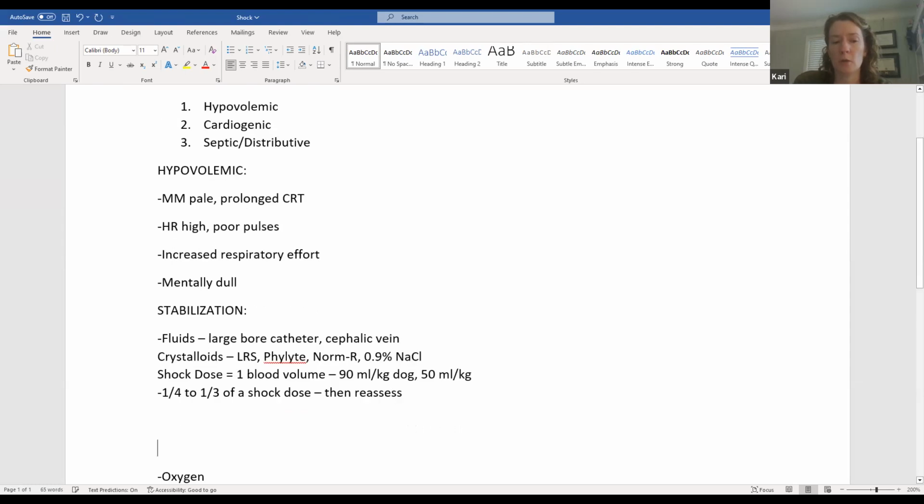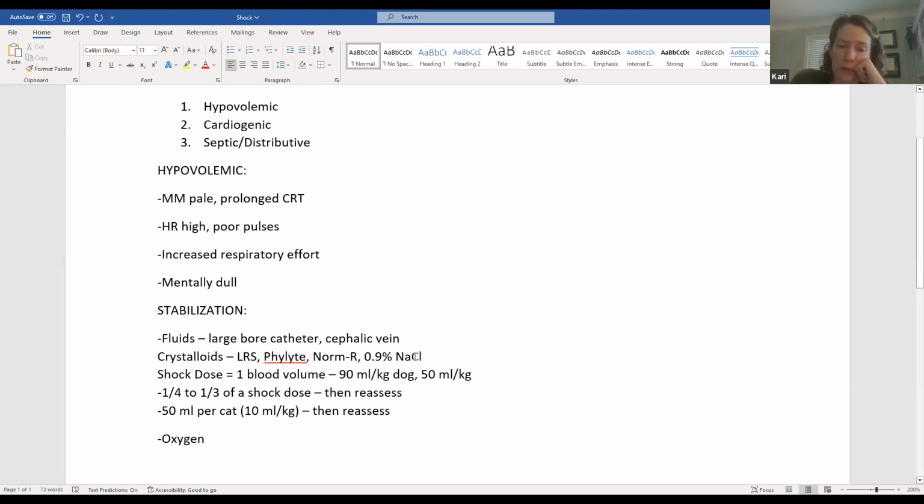And in kitties, my go-to, if they're a standard 5 kg kitty, is I'll do 50 mils per cat, keeping in mind that some cats are a lot smaller, some cats are a lot bigger. So we might change that, but it would be about a 10 mil per kg bolus for a cat, and then reassess. And as you're reassessing, hopefully what you're going to see is that these patients are going to start to stabilize. These abnormal vitals that we're seeing on their triage, the pale mucous membranes, the prolonged CRT, the tachycardia, poor pulses, etc., are all going to start to get better.